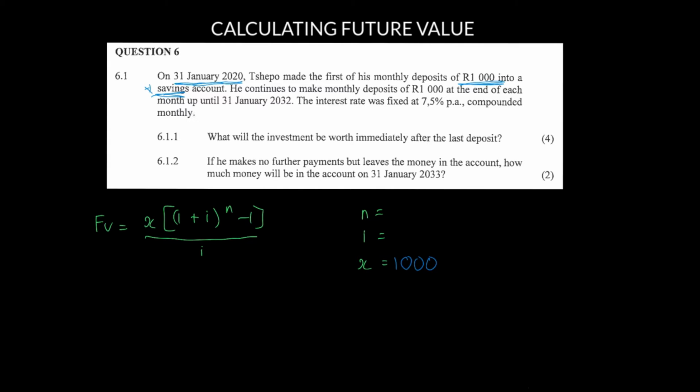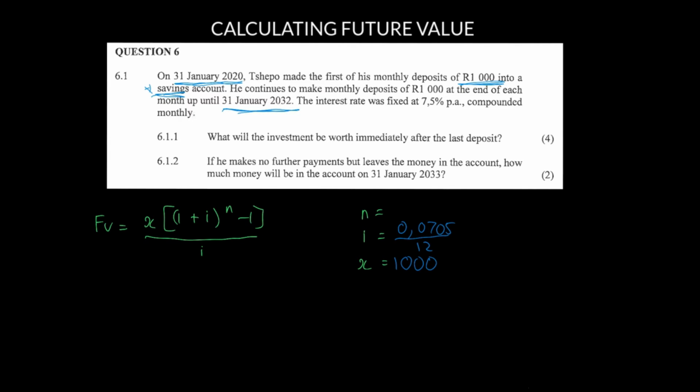He continues to make monthly deposits of 1,000 Rand at the end of each month up till the 31st of January 2032. So that's important for us. And the interest rate was fixed at 7.5% compounded monthly. So as far as the interest rate is concerned, we would first have to divide that by 100 and then by 12. So that would give us 0.075 over 12. And now let's work out the value of N.